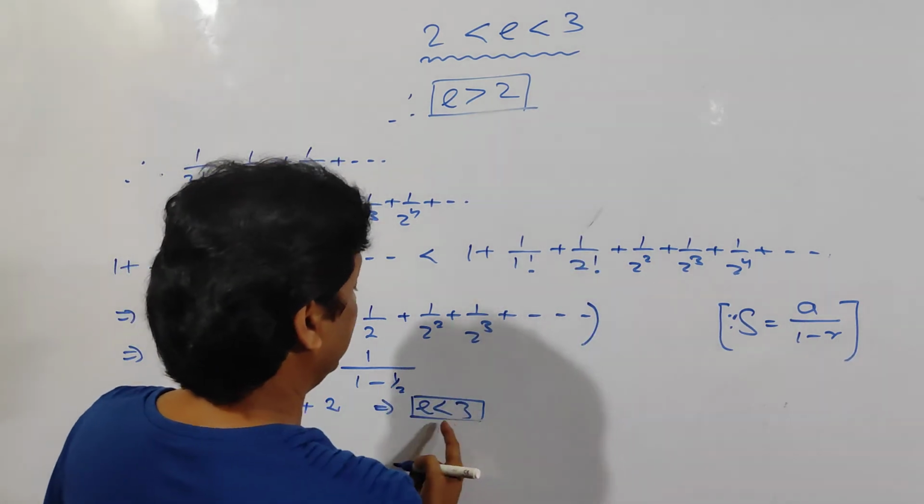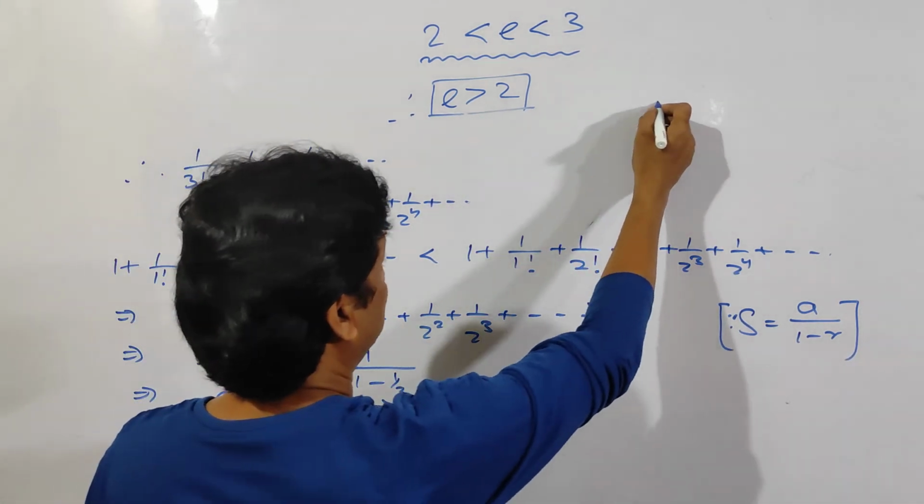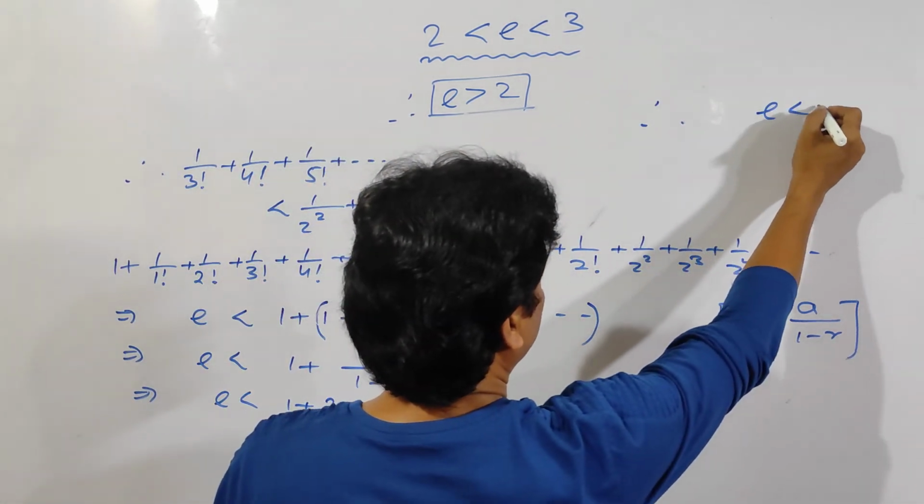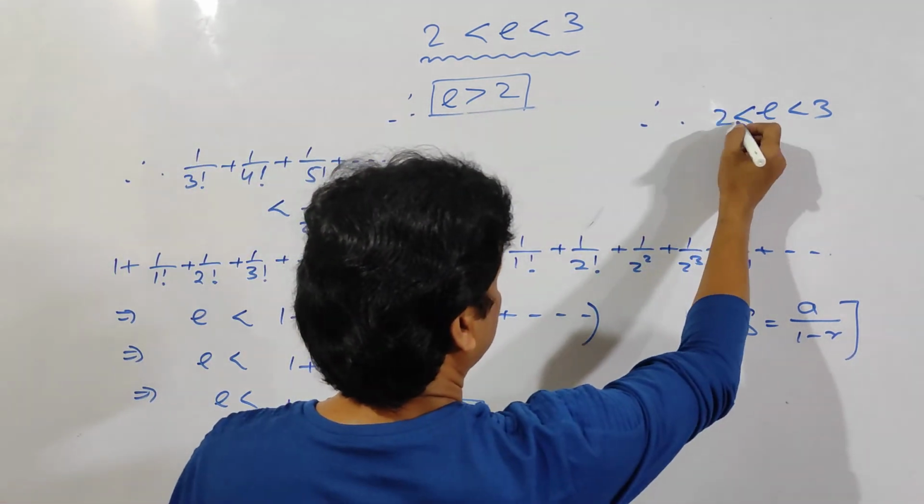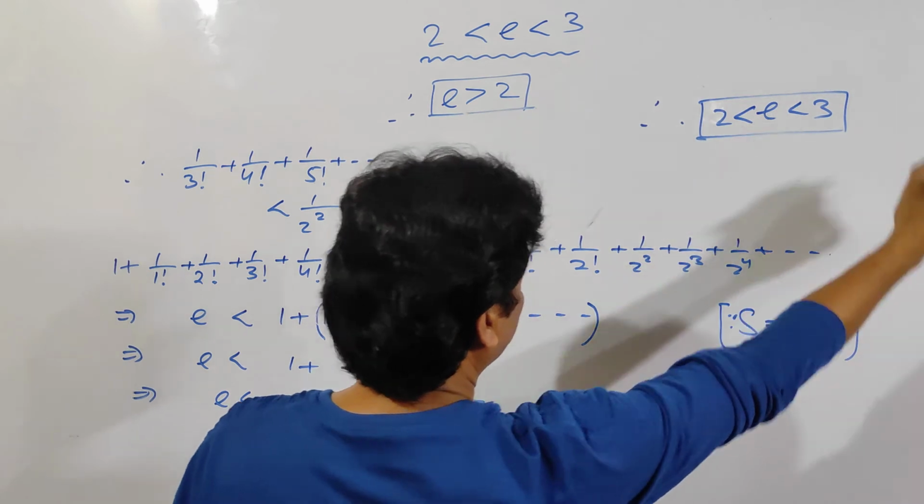So now E is less than 3 and E is greater than 2. Therefore combining we get E is less than 3. Here we have proved E is less than 3 and here we have proved that E is greater than 2. So this is a proof.